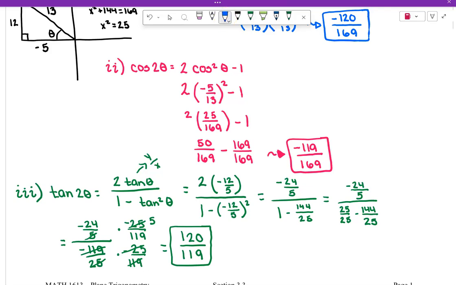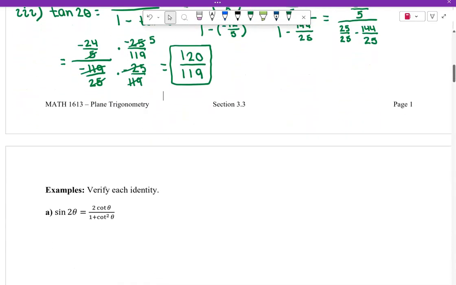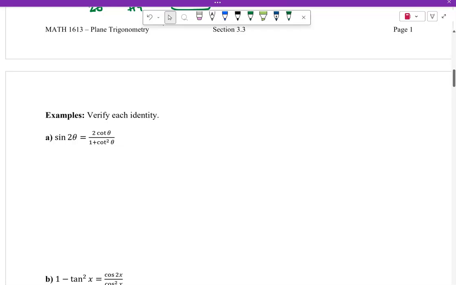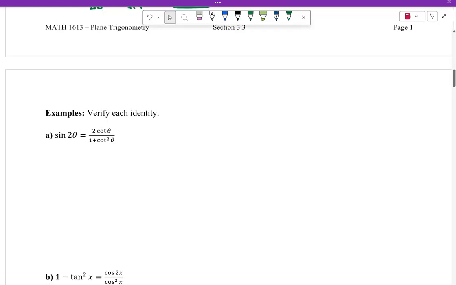Okay, let's see what we have next. Now we're going to take those and see if we can verify. So remember, we typically take the more complicated side to see if we can make it match the more simple side.